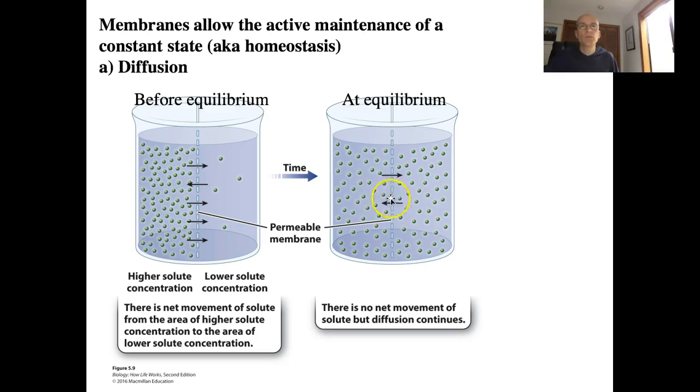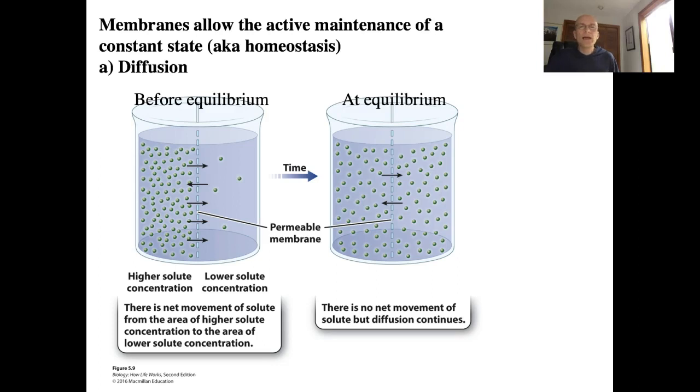So there's still movement of water molecules back and forth and of these solute molecules back and forth, but at the same concentration. So there's no net movement anymore. The concentration will now stay the same at the point where the concentration is the same on both sides. So that's what you have here in diffusion.